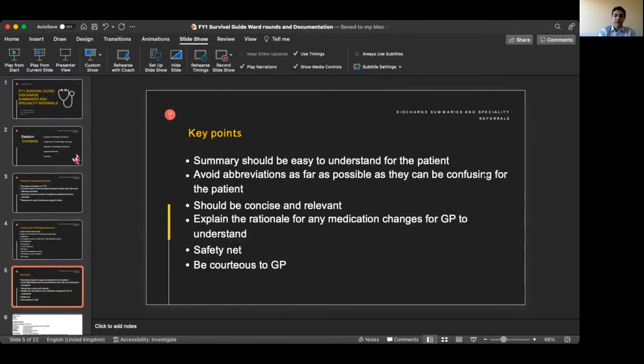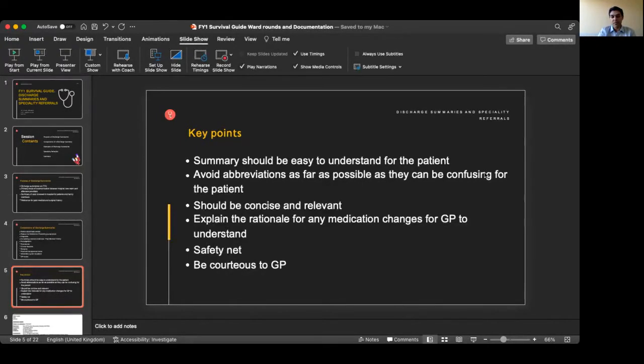It's important to safety net your patient as well. So in the information to the patient section, write about any red flag symptoms the patient should watch out for and who to contact. And be courteous to the GP. Remember, GPs are basically consultants. So as an F1, you can't really demand a GP to do blood tests in a week or to refer to cardiology. You can kindly request GPs, so be considerate in your choice of words when asking GPs to do things.